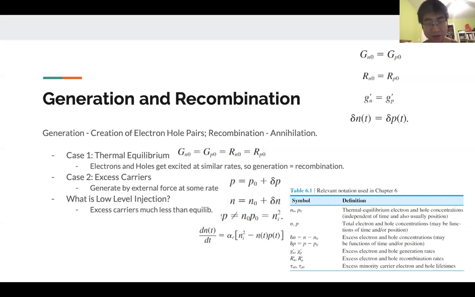And what is low-level injection? It's when excess carriers are much less than the equilibrium carriers. This is an assumption that is often made to simplify a lot of calculations. Are there any questions?